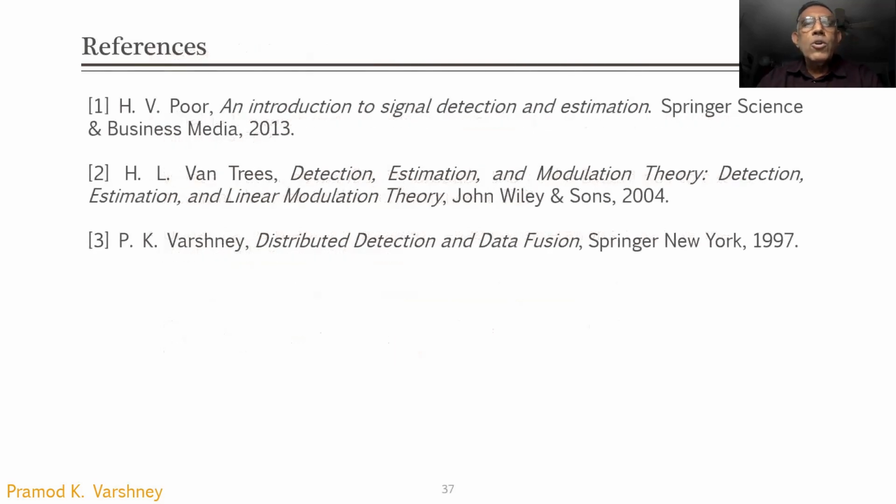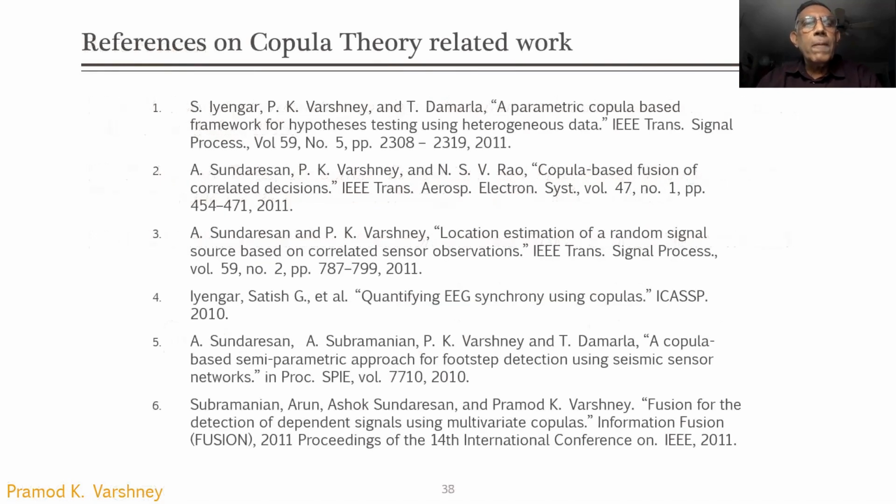So then I just want to give you a list of references. These are the standard ones. The first two are on detection theory. And this book talks about the early part, the distributed detection part. Then I have a number of references on Copula Theory related work. There are 2 pages of the references that I'm giving, but there are many more papers that we have. So you can go visit my website and find some other things.